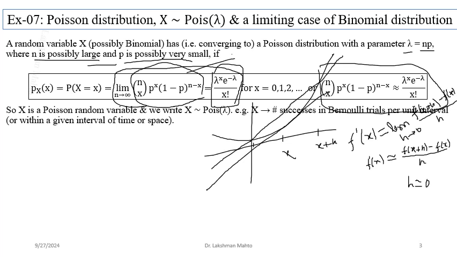Here x is counting the number of Bernoulli successes in Bernoulli trials, and n is very large and p is very small. That's where we come up with a time interval or space. Time interval. These are rare kinds of events, so we have to wait for them.